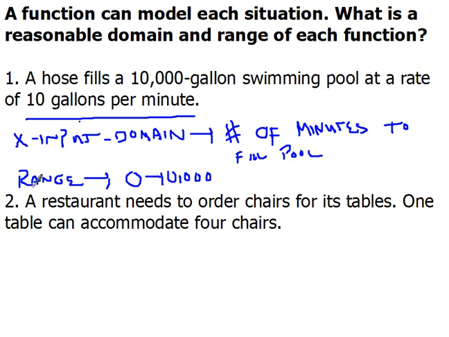But as soon as we get to 10,000 gallons, we're going to stop the hose. So I'm not going to be able to fill it more than 10,000 because that's the max I can put in this swimming pool. So the range has to be anywhere from 0 to 10,000, but it will stop at 10,000. And those are all the possible outputs. So depending on how many minutes I put in, it's going to be really any number between 0 and whatever the max amount of minutes it takes to fill this pool.